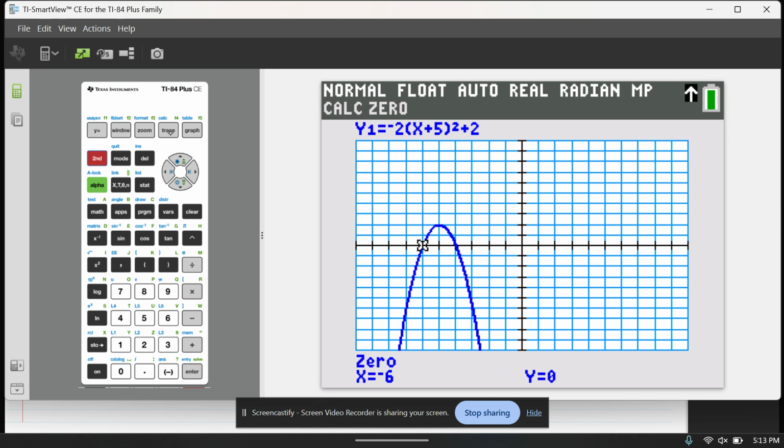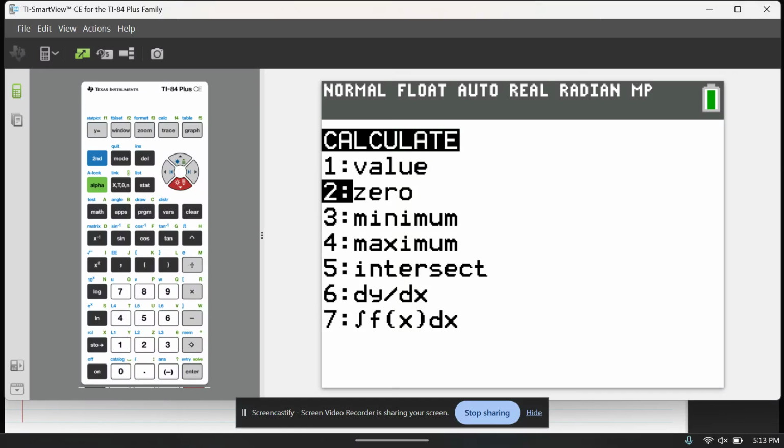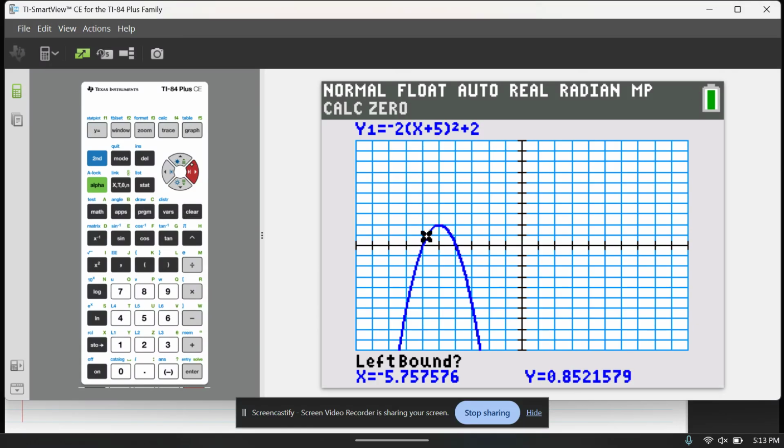I can hit second trace, 0. On the second one, I want to be above the x-axis for the left bound. For the right bound, I want to be below the x-axis. Enter. Go back toward the middle. And there's my 0 of the negative 4, 0.